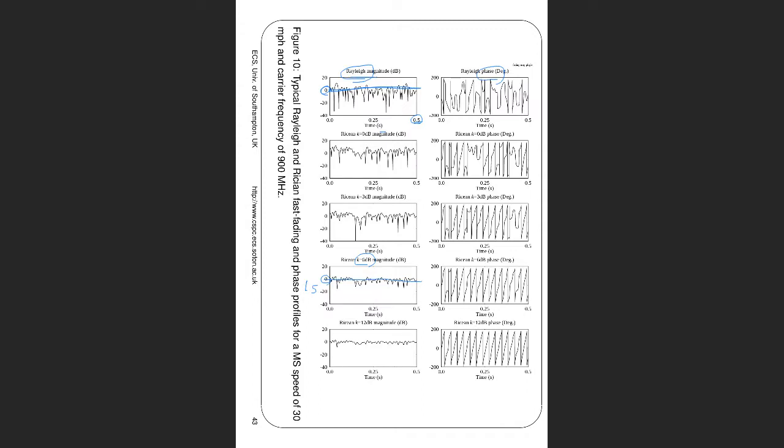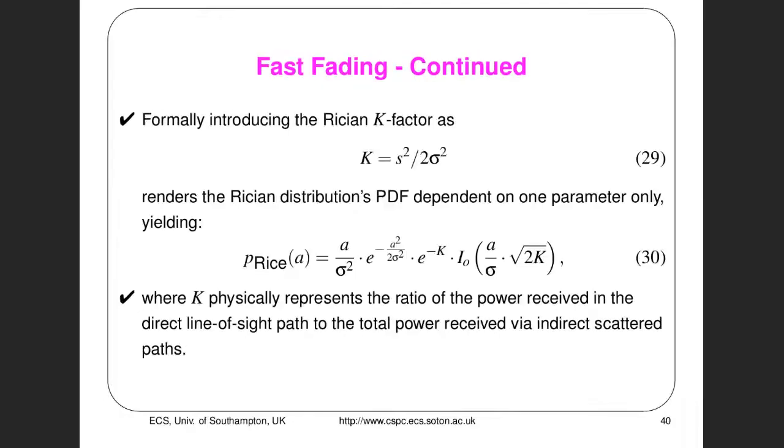Let me see what the question is. Isn't Rayleigh and Rician at K equals 0 the same? Yes. So Rayleigh and Rician at K equals 0 is the same. Here 0 is in dB. Originally what we defined was in normal scale.